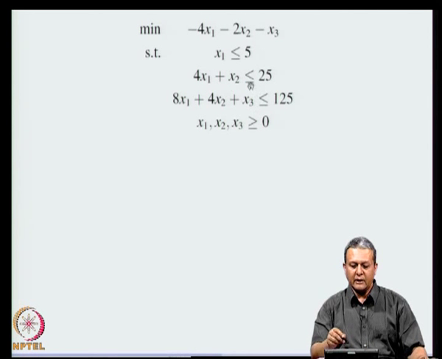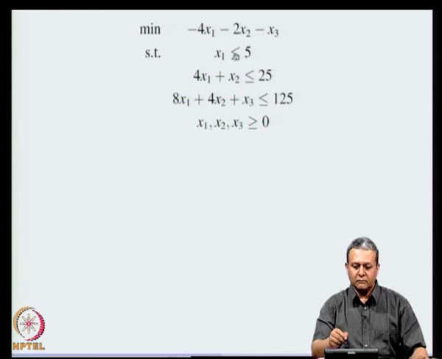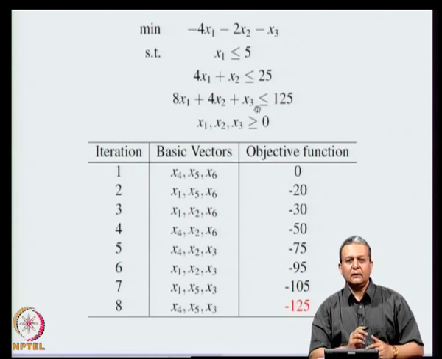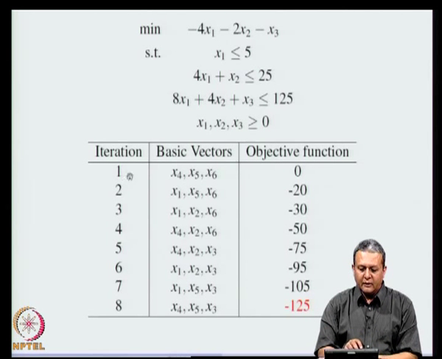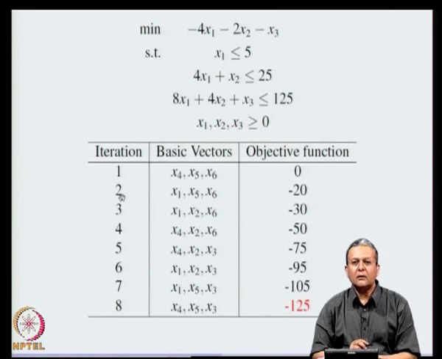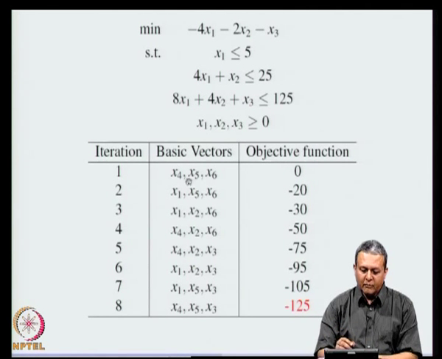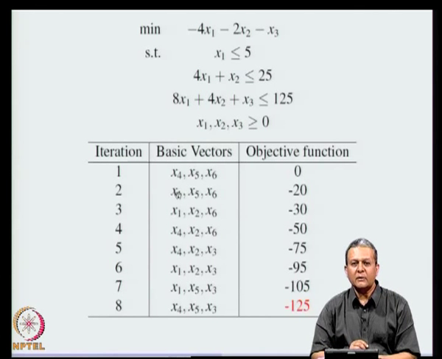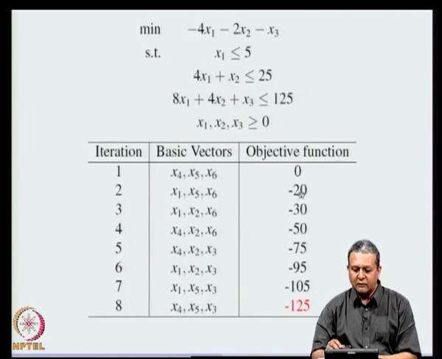If we write down the simplex initial tableau for this by introducing the slack variables x4, x5 and x6, then initially the slack variables are the basic vectors. So, x4, x5, x6 are the basic vectors, and since x1, x2, x3 are 0, the objective function value is 0. In the next iteration, by using the simplex method, by bringing out the basic variable x4 and bringing in the non-basic variable x1, the objective function value is minus 20 and so on and so forth.